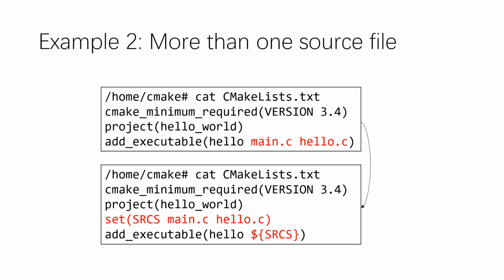With the help of variables, we can rewrite the CMake list file in example 2. Remember that in example 2, we use two source files, main.c and hello.c. And with the help of variables, we can set a variable SRCS sources to be main.c and hello.c. Then we can just call this variable in add_executable.